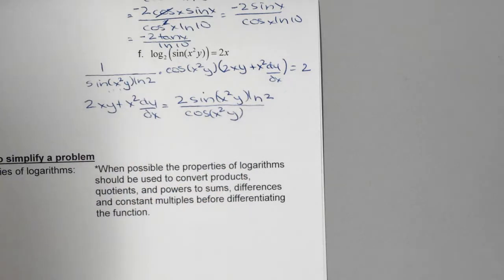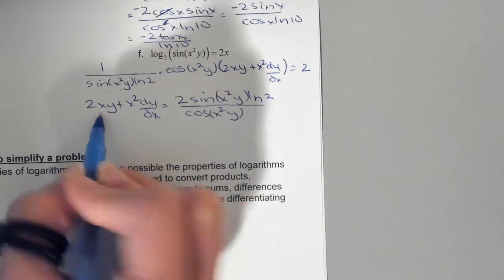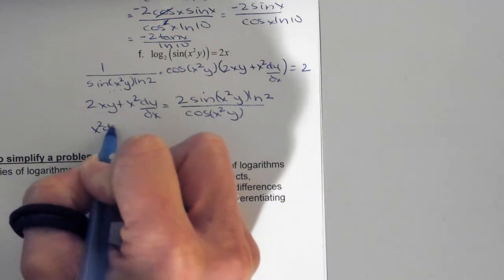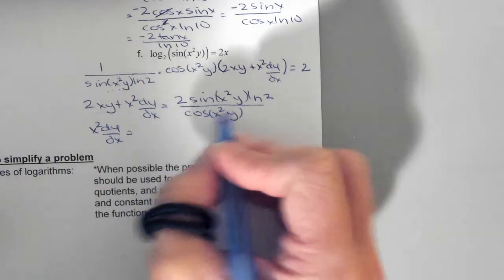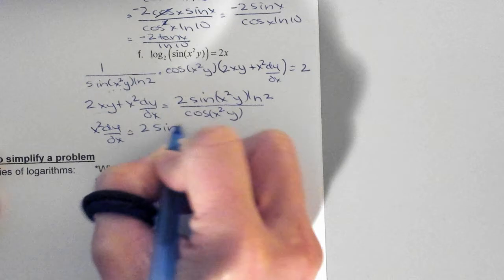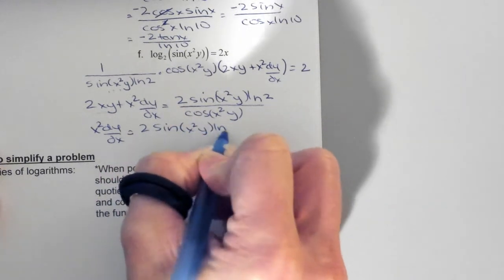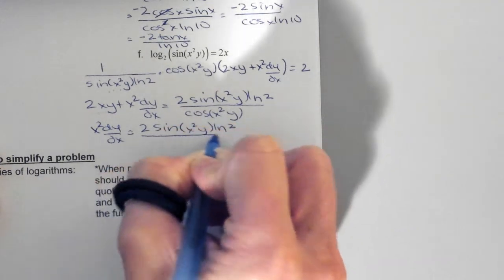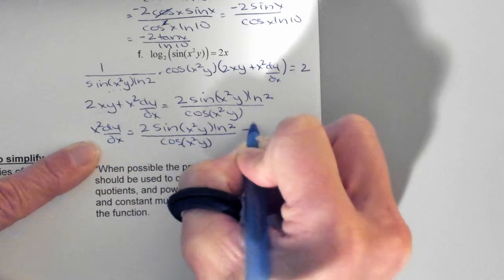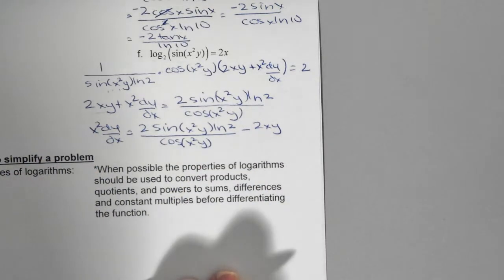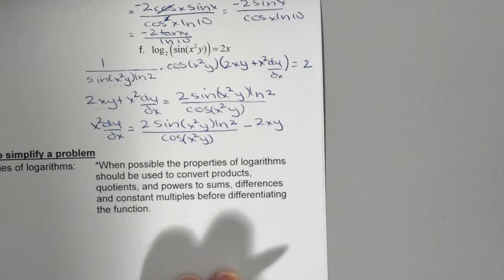What do I do? What can I do? Subtract this, right? So then you've got x squared dy dx is equal to, I'm just going to leave all that. If you want to write it as tangent, that's totally fine. I'm just going to leave it. 2 sine x squared y natural log of 2, and this is all over cosine x squared y. And you said we're subtracting this. Do I have to get a common denominator? Do you have to? No.